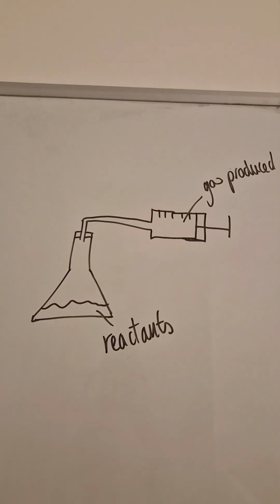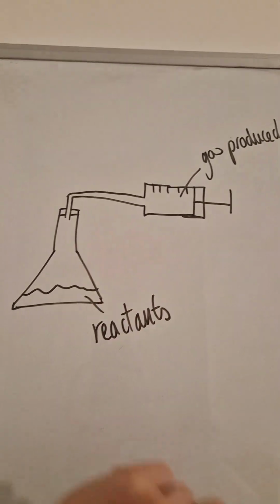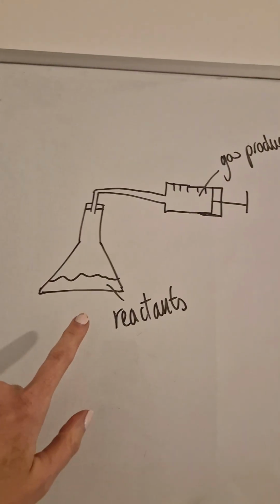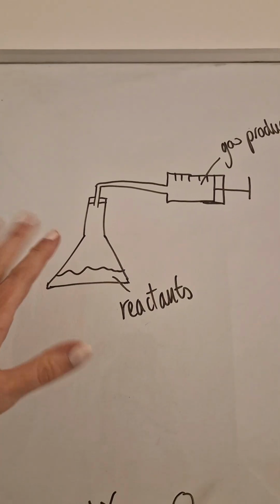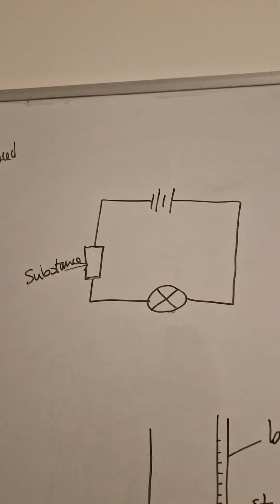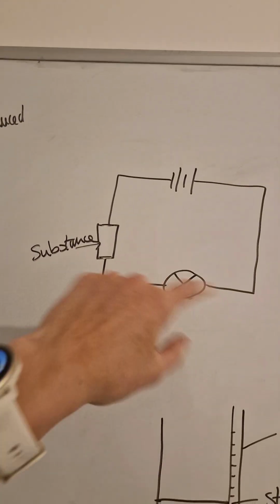First one is monitoring the rate of a reaction. Most of the reactions you'll see in National 5 will produce a gas, so you would usually want to collect the gas produced so you can record the volume. Rather than collecting the gas, you could have it on a balance and measure the mass lost as well, so just remember that one.